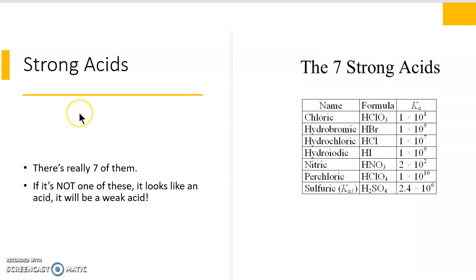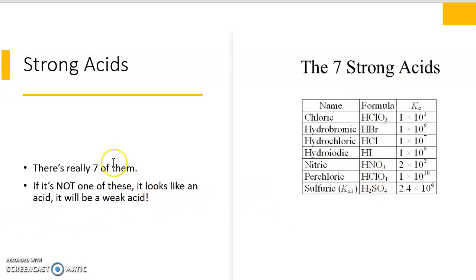All right, so for your strong acids, there are only 7 of them, and they're all listed here. There's the name of the acid and the formula of the acid. Do you have to memorize them? No, you're not required to, but you do have to know what they are, so I keep a list on the side. Don't worry about this Ka. Essentially, if it's not one of these 7 strong acids, it will always be classified as a weak acid.